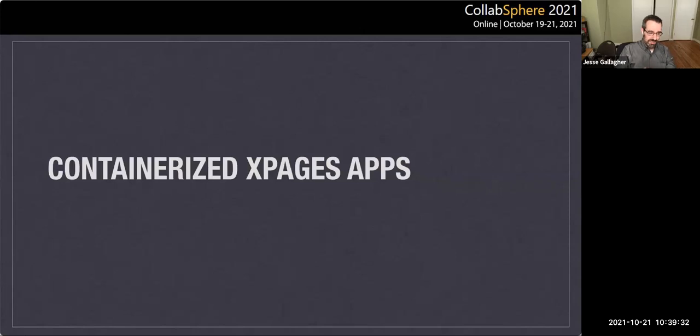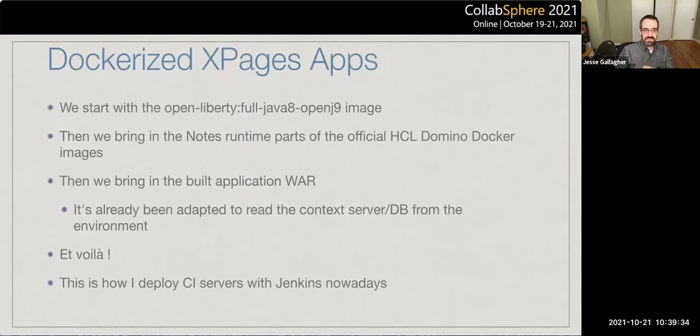Now, containerized XPages apps. I take the web app version of it, and then I use the Open Liberty Docker container. So this is how I run CI/CD servers. I take the notes runtime parts of the Docker images. I download the ones from FlexNet, copy over the program directory from that, copy over some of the data stuff, and then I run the war. The war file will have an environment pointing to a dev domino server that we have for this purpose. Then I launch the container, and I have this XPages app running.